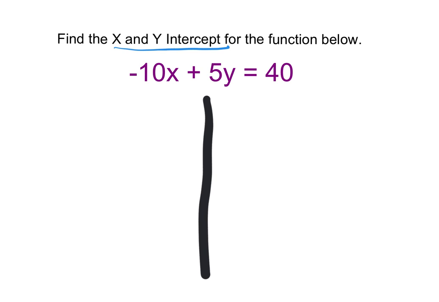So here we can see that our function is -10x plus 5y equals 40. And we want to find the x and the y-intercept for that function. So we have to pick what we want to start with first. And I'm going to start with the x-intercept.